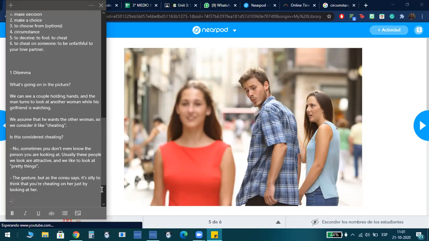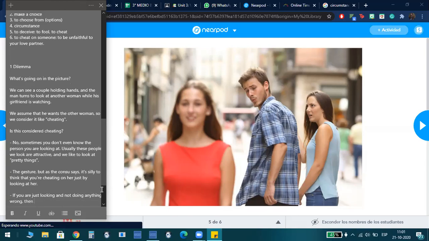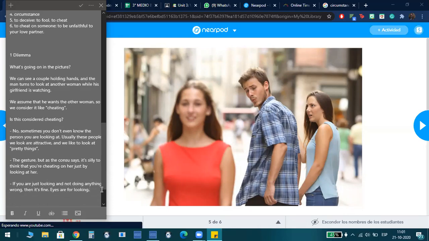No. Anything to add? Because if you're just looking and don't do anything bad, that doesn't mean that you're cheating. And we have eyes for something. Okay. If we're just looking and not doing anything wrong, then it's fine. Eyes are for looking. Okay. Yeah. If you don't feel that you're doing something wrong, that is the thing. Agree.